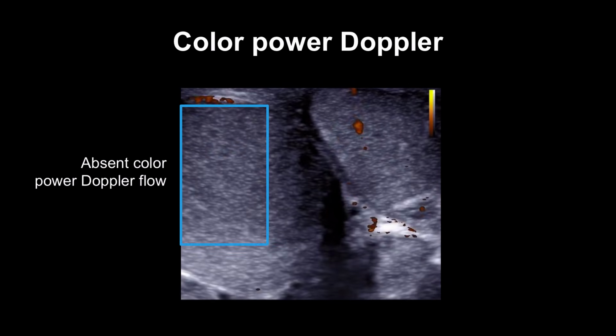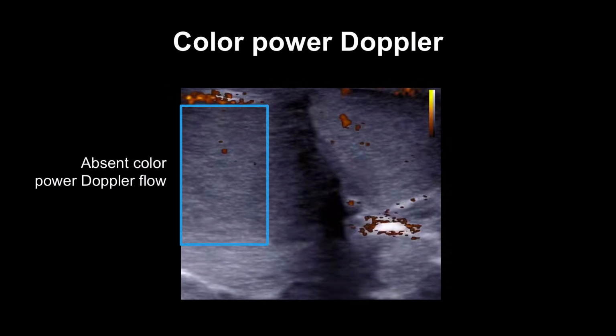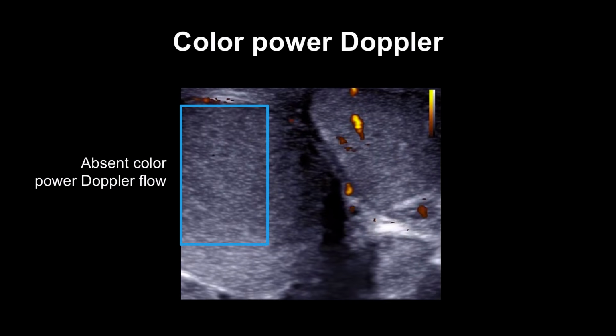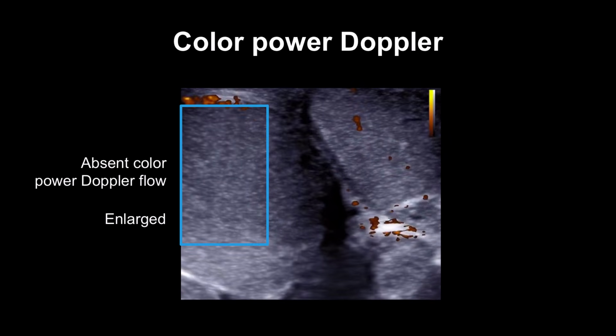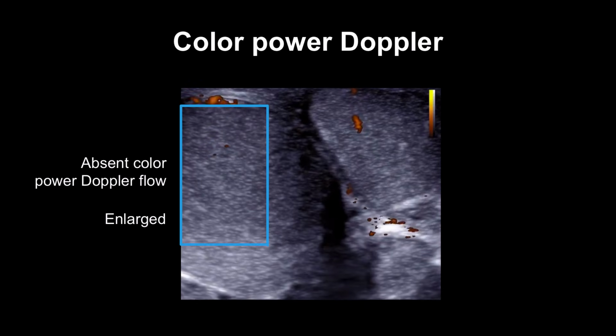Here the operator has applied color power Doppler, and still there's an absent color power Doppler signal, indicating that no flow is present. The testicle again appears enlarged, and overall these findings are consistent with testicular torsion.